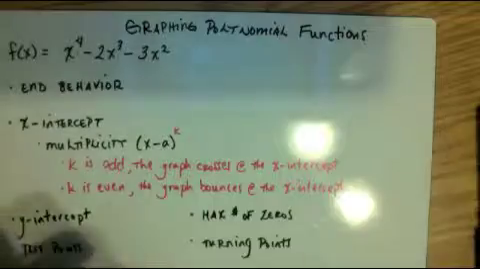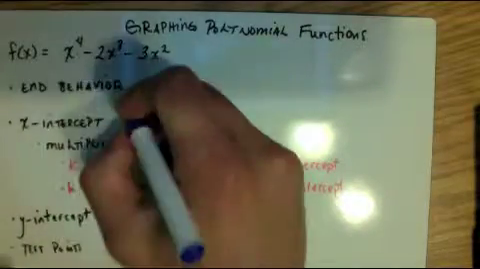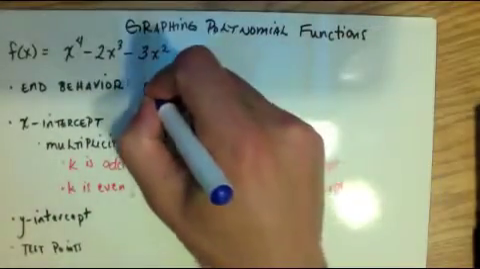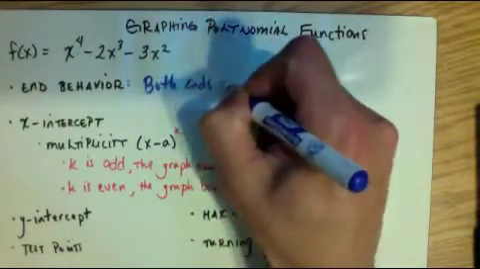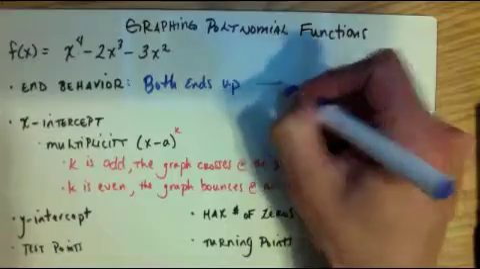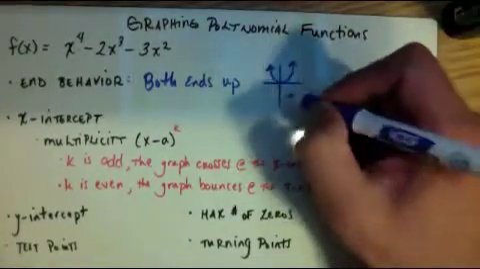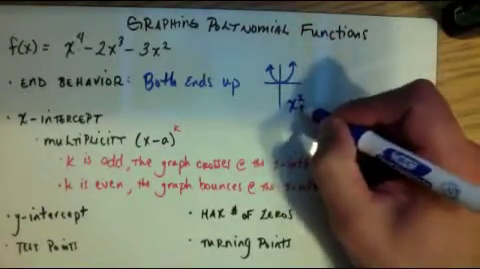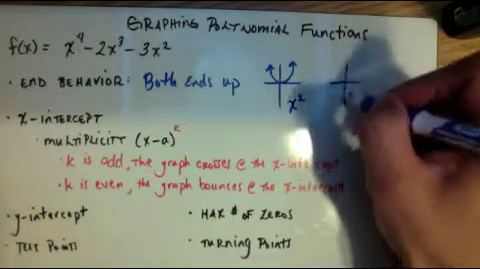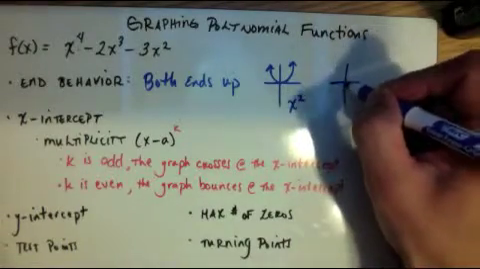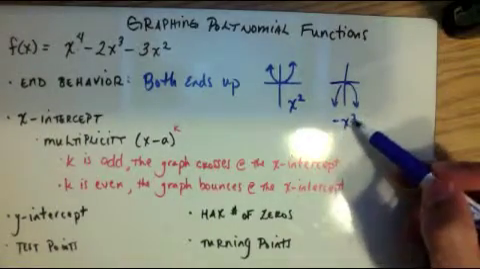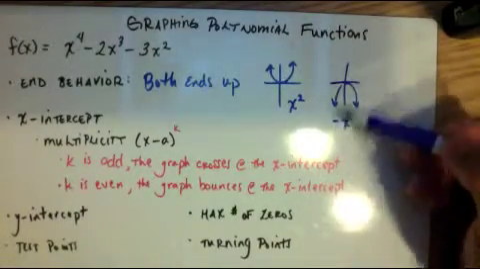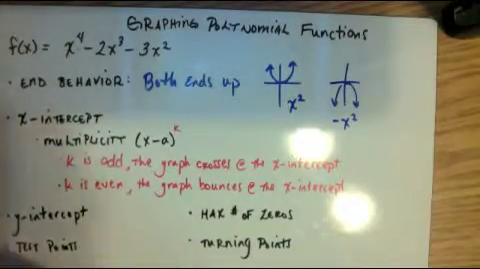The end behavior of this graph, if you remember, because the exponent is even, means both ends are going to go up. Both ends up. If you forget, just draw the graph of a quadratic. Remember, this is x squared. It's even and it's positive. If it was negative, you would have it going downward. So this would be negative x squared. It's still even, but it's negative, so we just flip it down.